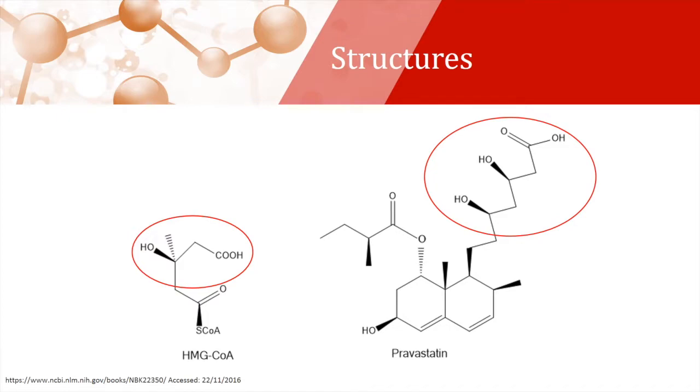It is the bicyclic portion, as circled over there, that is going to bind to the coenzyme A portion of the active site and consequently cause reversible inhibition.